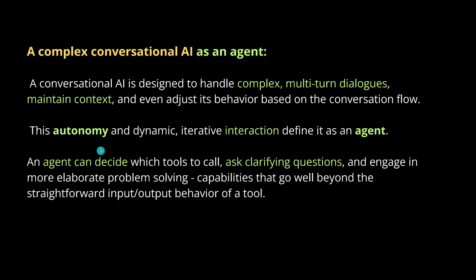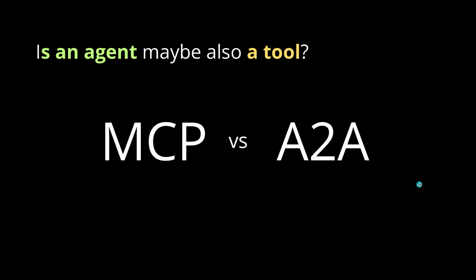And an agent can decide which tools to call, ask to clarify a question to the root agent, and engage in elaborate problem solving. All those capabilities are well beyond the normal input-output behavior of a tool. And you might say, why do you focus so much on this? Because this is the difference between an MCP and an A2A protocol.